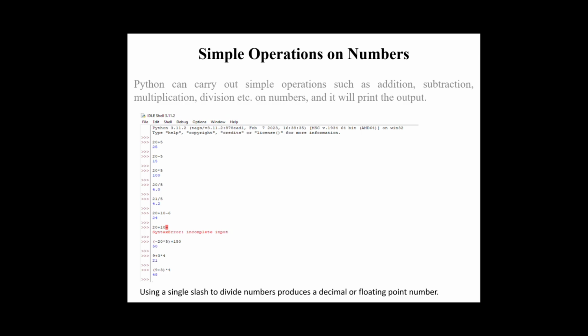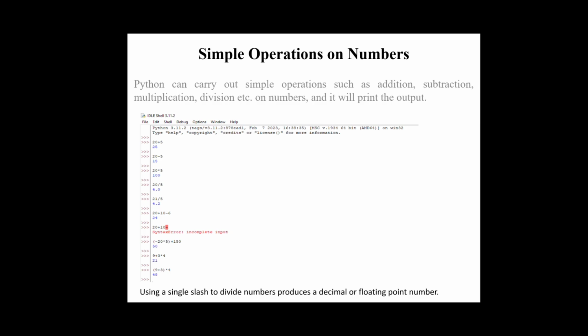Look at the example. We have taken two numbers, 20 and 5. First, we take addition, that is 20 plus 5 gives 25. Then subtraction, 20 minus 5, 15. Then multiplication, 20 asterisk 5, that is 100. And then division, 20 slash 5 is 4.0.